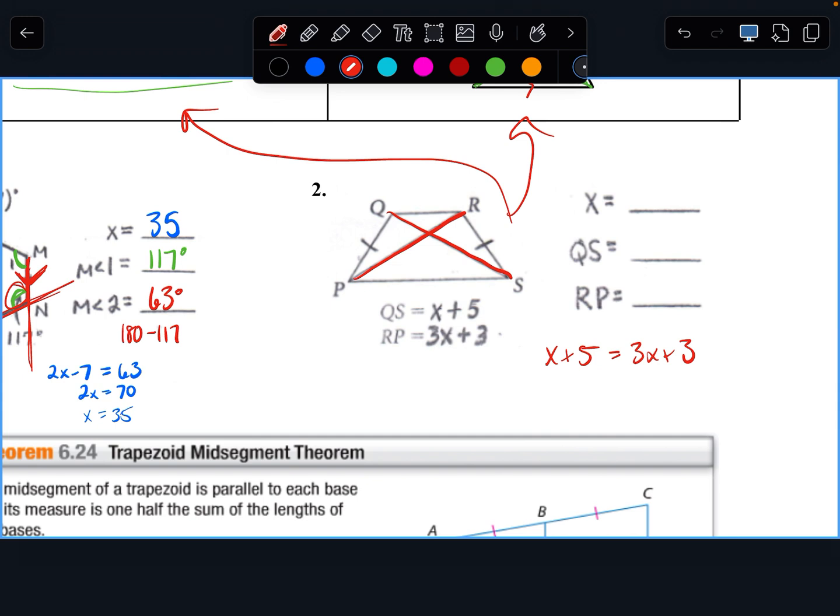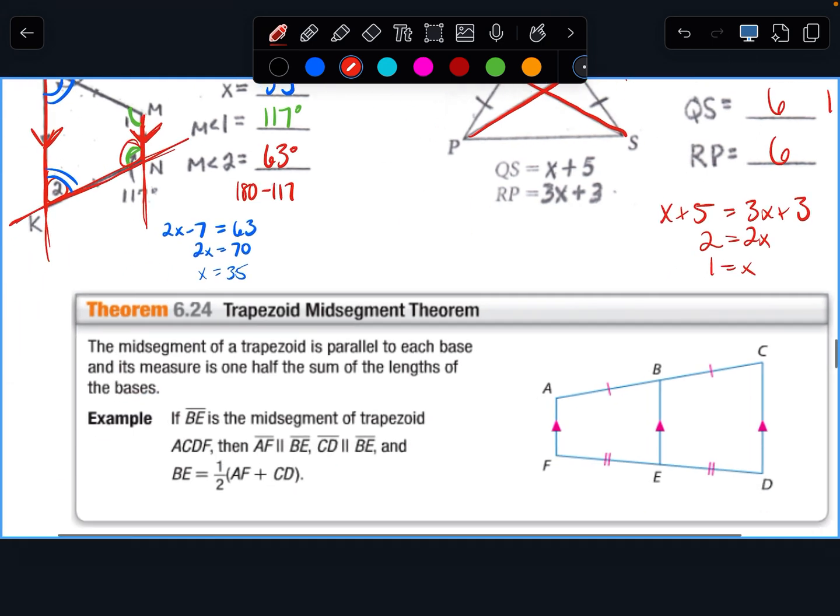So what happens on the quiz is people set it up great and then they make some dumb mistake. So just double, triple check your work. It's just straight up 1. Okay. And then QS, you add 1, so 6. 1 plus 5, right? All right, so that's fun.